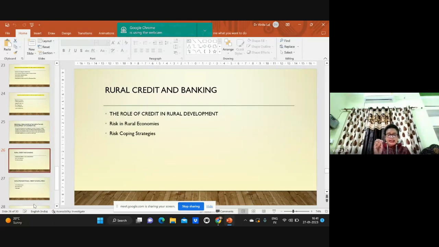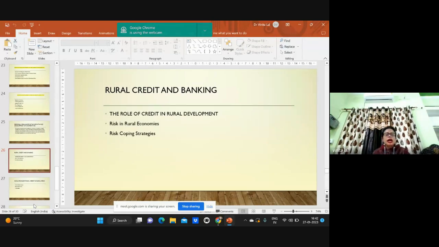And why is this credit needed? The first reason is the long gestation period. The time between sowing the crop and receiving income after the agricultural produce is sold is very long. To buy inputs, the farmer needs money to buy seeds and fertilizer, and for personal expenses. They need money for personal expenses like marriage, death, religious ceremonies, and to repay old debts also.